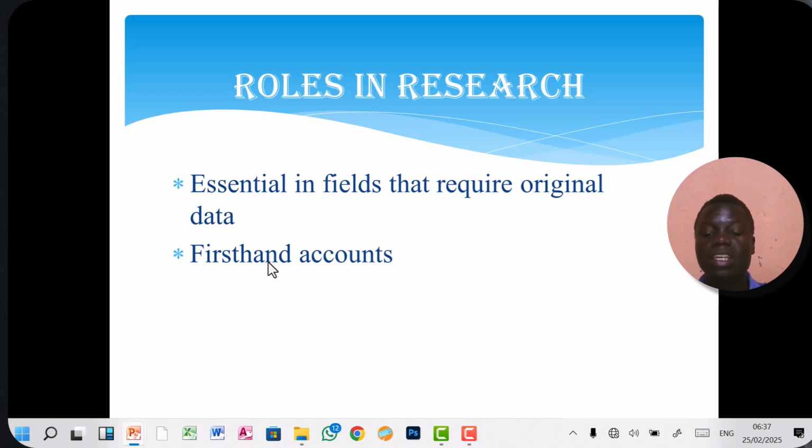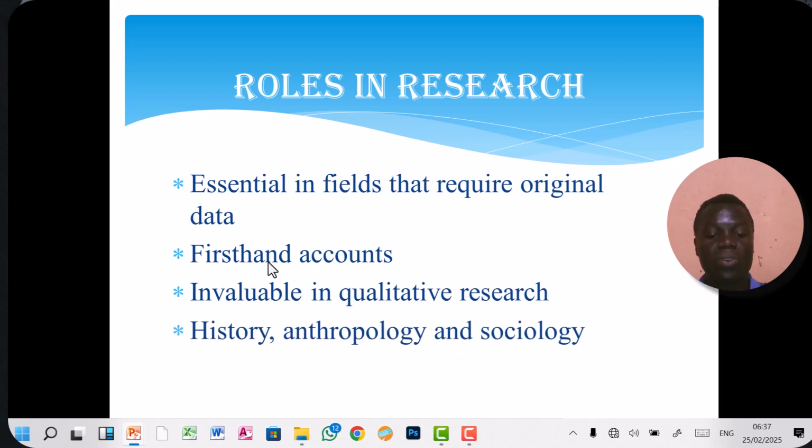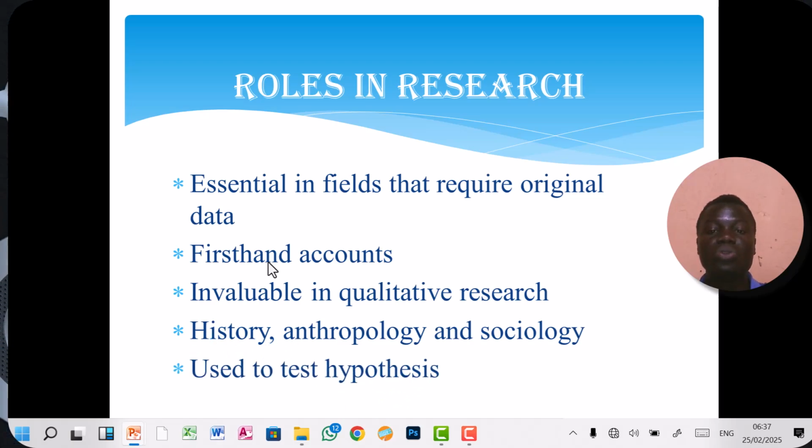They can be used in subjects like history. It is invaluable in qualitative research in subjects like history, anthropology, and sociology, and therefore it's also used to test hypotheses. This now will take us to what time this primary source of information is being gotten.